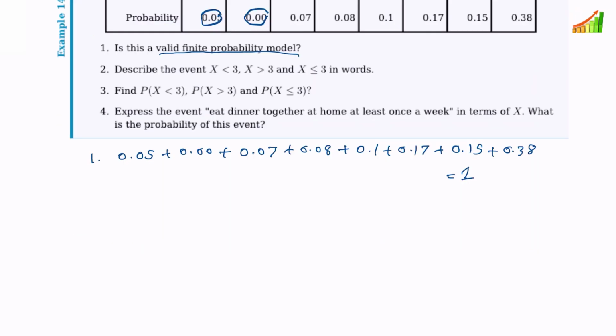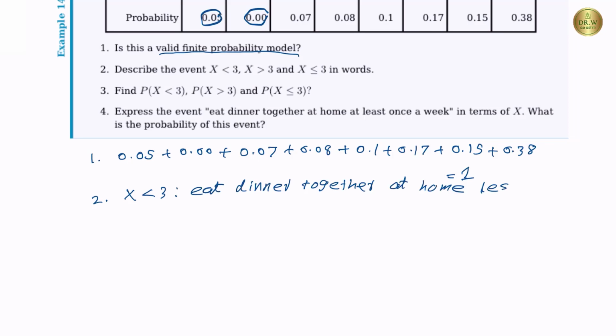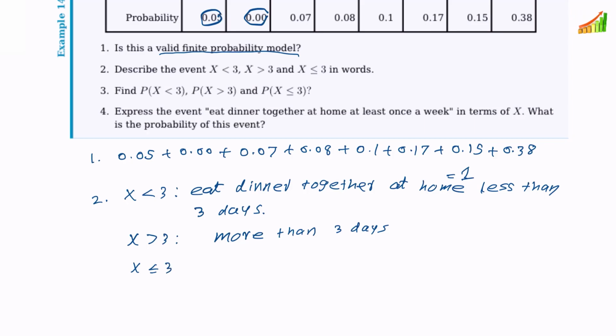The second one: describe the event x less than 3. How do we describe this event? We can say eat dinner together at home less than 3 days. Then x greater than 3. How do we define this one? We can say eat dinner together at home more than 3 days. The last part, x less than or equal to 3. How do we define this event? We can say eat dinner together at home at most 3 days. At most 3 days, right.